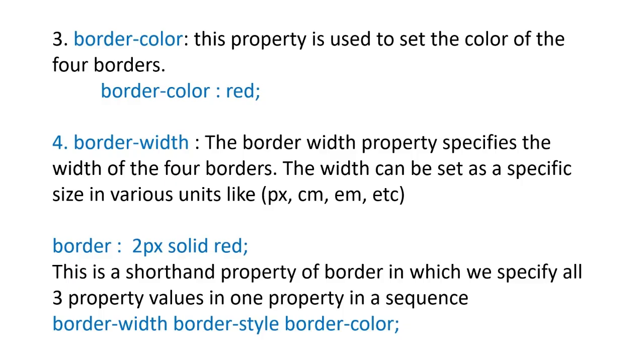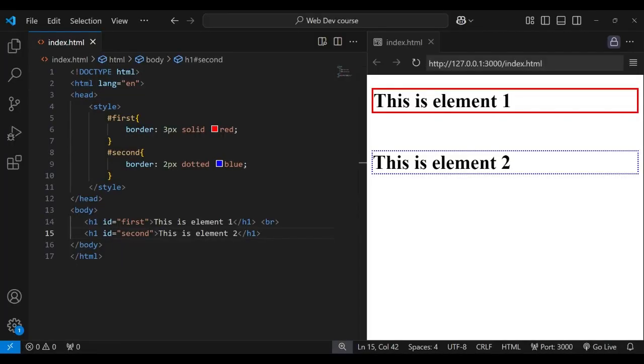3. Border color. This property is used to set the color of the 4 borders. border-color: red. 4. Border width. The border-width property specifies the width of the 4 borders. The width can be set as a specific size in various units like px, cm, m, etc. border: 2px solid red. This is a shorthand property of border in which we specify all 3 property values in one property in a sequence.